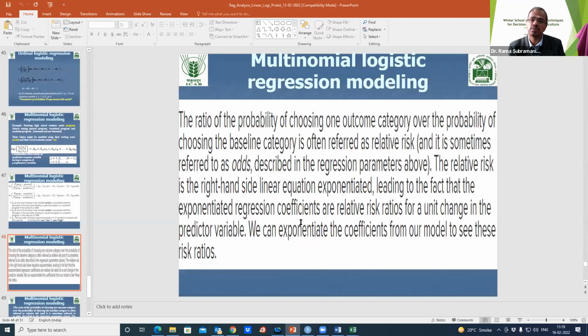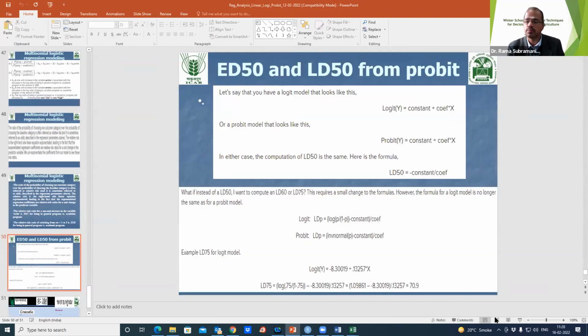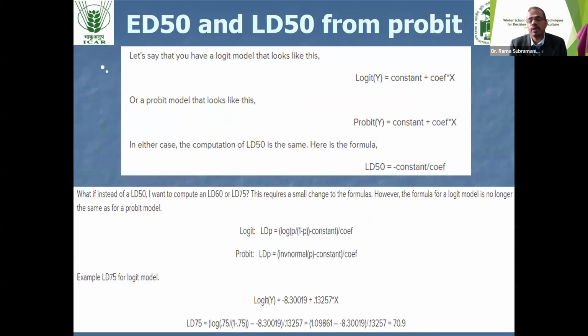The use is this one. We will be looking for effective dose 50, lethal dose 50, or rather the median lethal dose, from this Probit model. If the Probit model is like constant plus coefficient into X, which is what we got there, then the LD50 is calculated as minus constant divided by coefficient. You can calculate it directly.